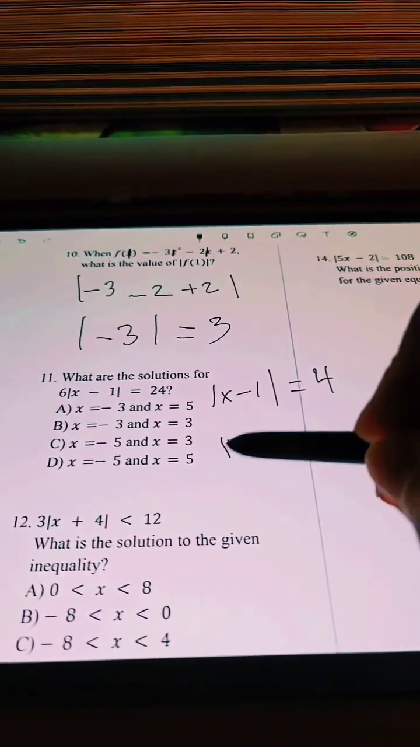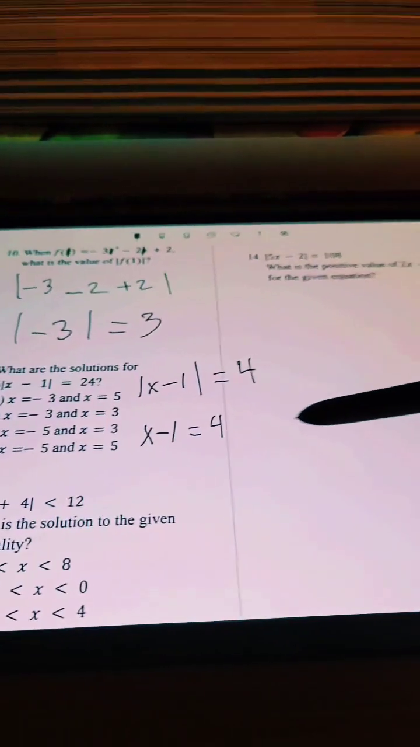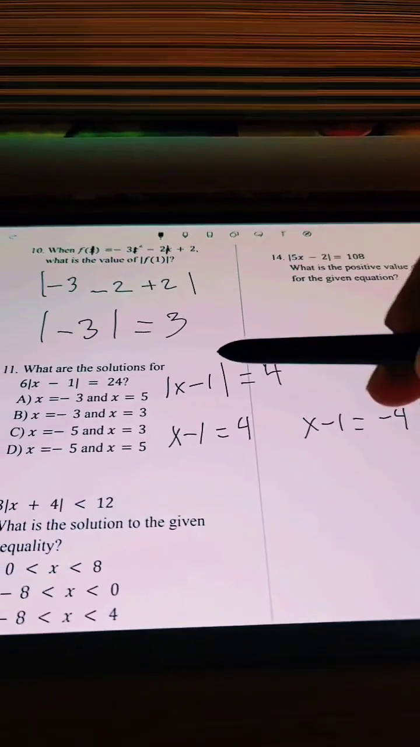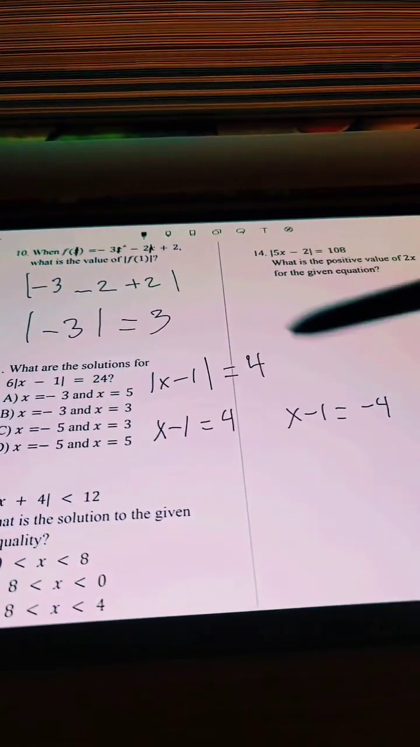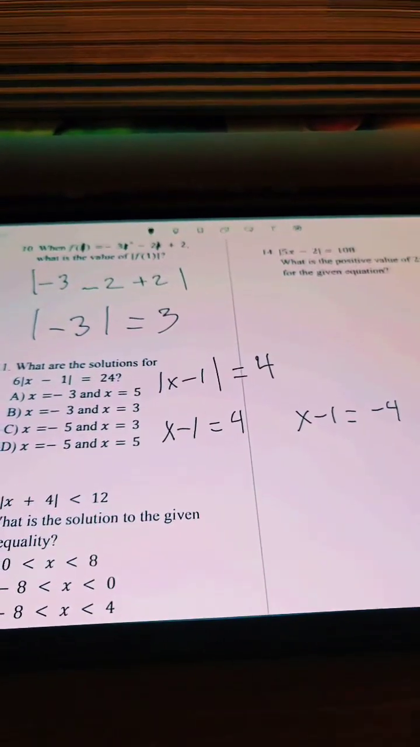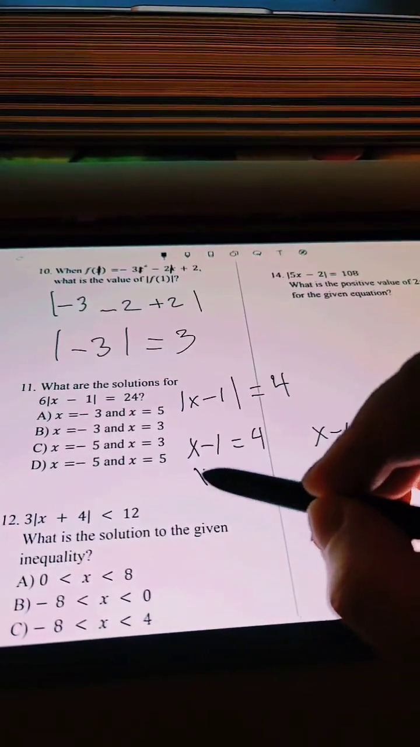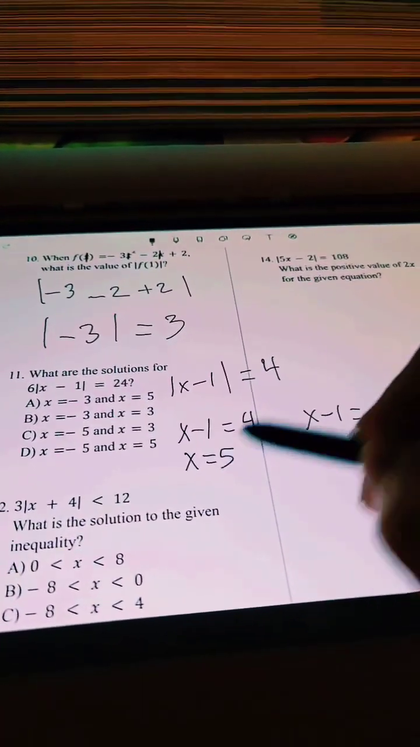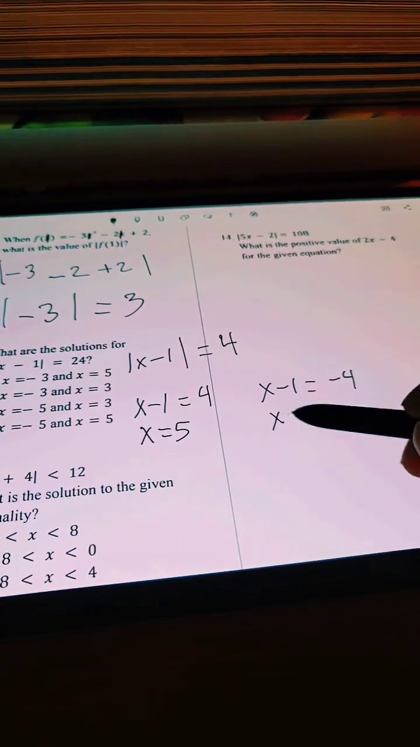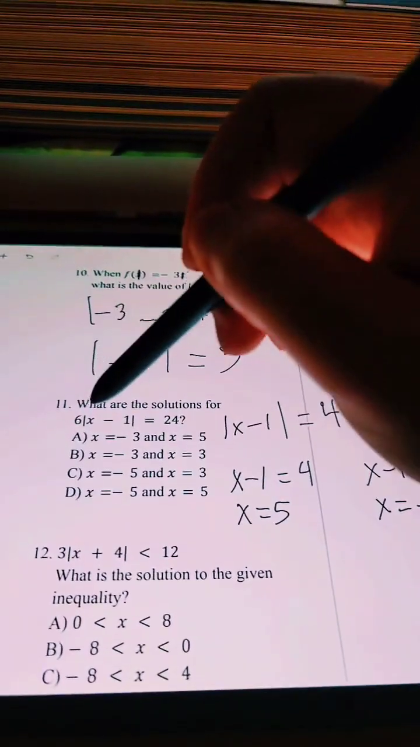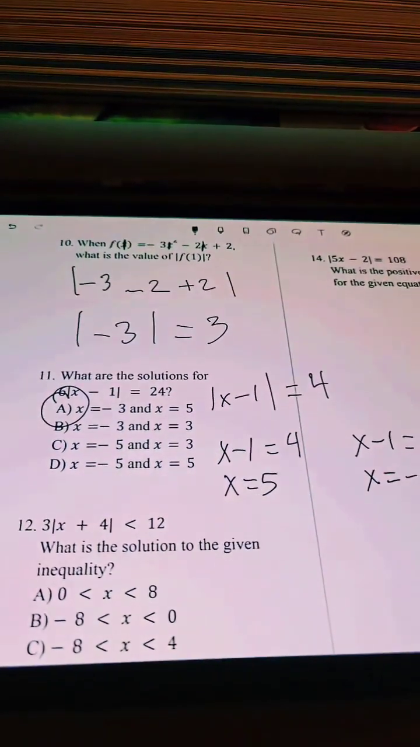So then I have two options. X minus 1 could equal positive 4, or x minus 1 could equal negative 4, because if you take the absolute value of negative 4, it's positive 4. If you take the absolute value of 4, it's also positive 4. So you have two options. Then you're going to solve for what x is. Add 1 to each side, and we get x is equal to 5. Add 1 to each side, and I get x is equal to negative 3. So then that's going to be A.